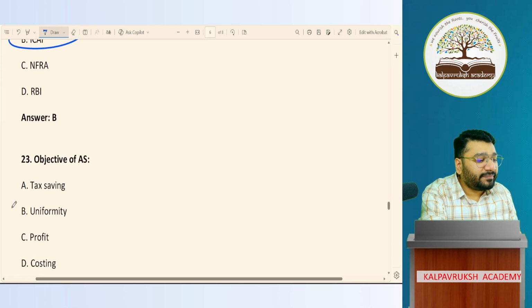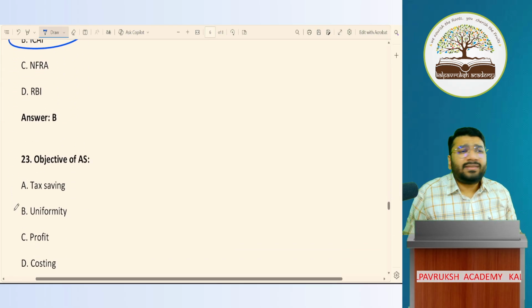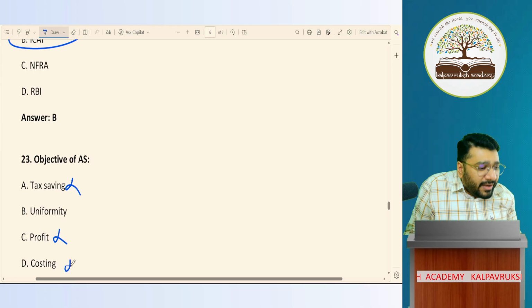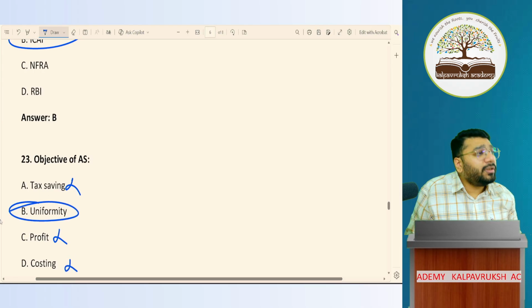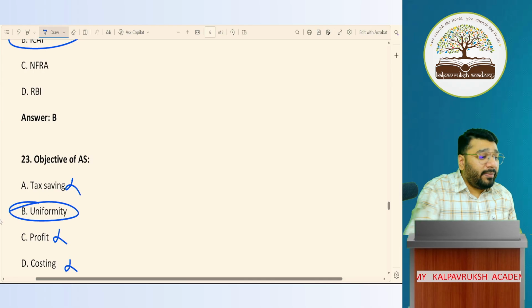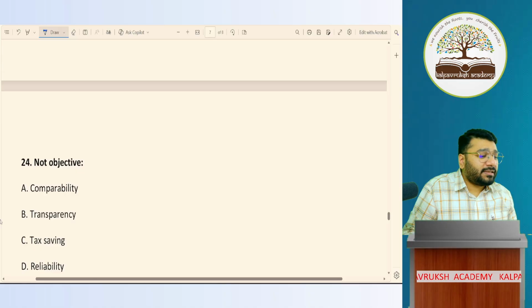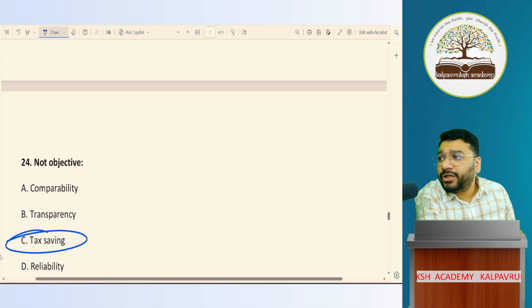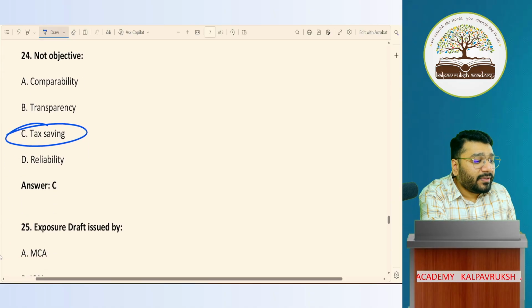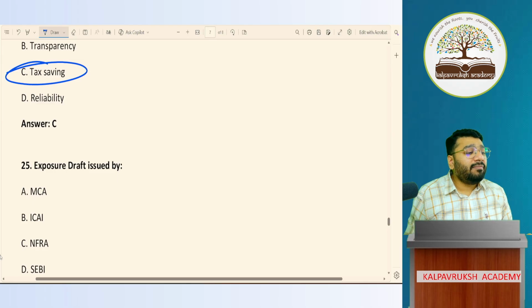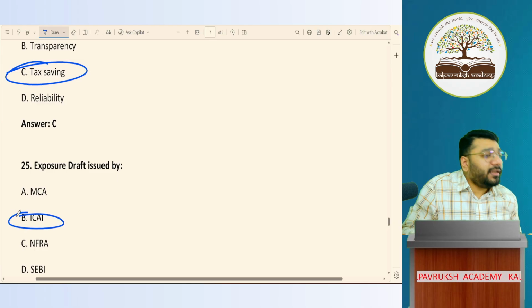Objective of AS. Is AS developed so that we can save tax, earn profit, reduce cost? No, it is to ensure that the financial statements are prepared uniformly. What is not the objective of the AS? Tax saving is never the objective of the accounting standard. Exposure draft is given by ICAI only.